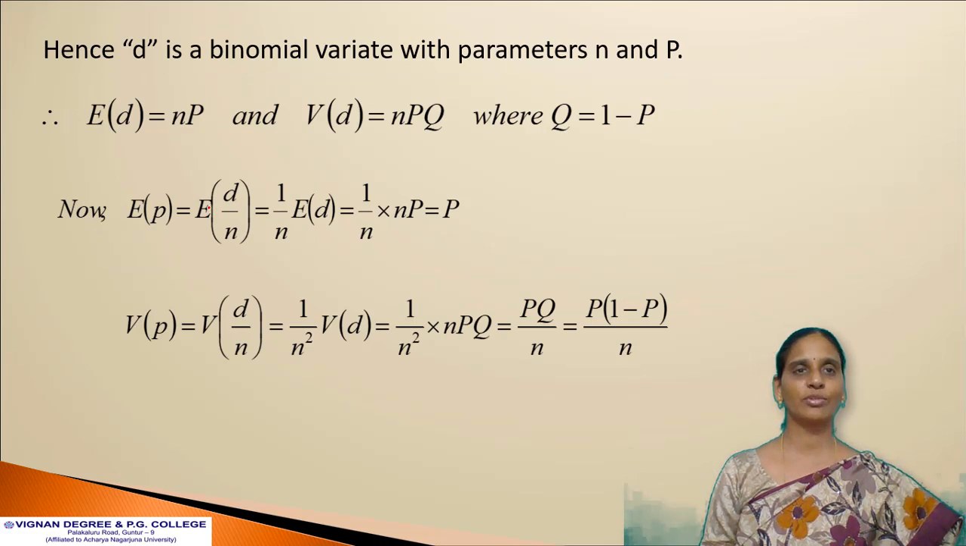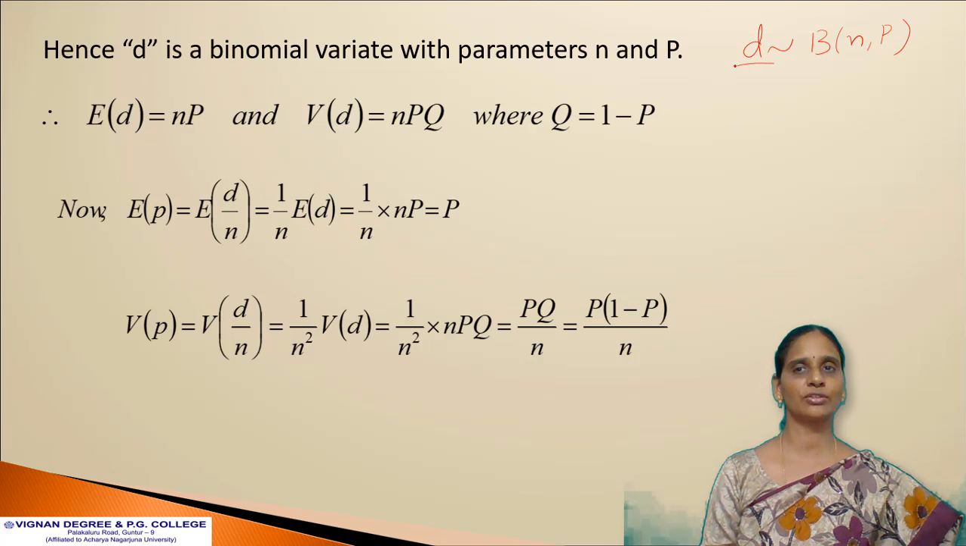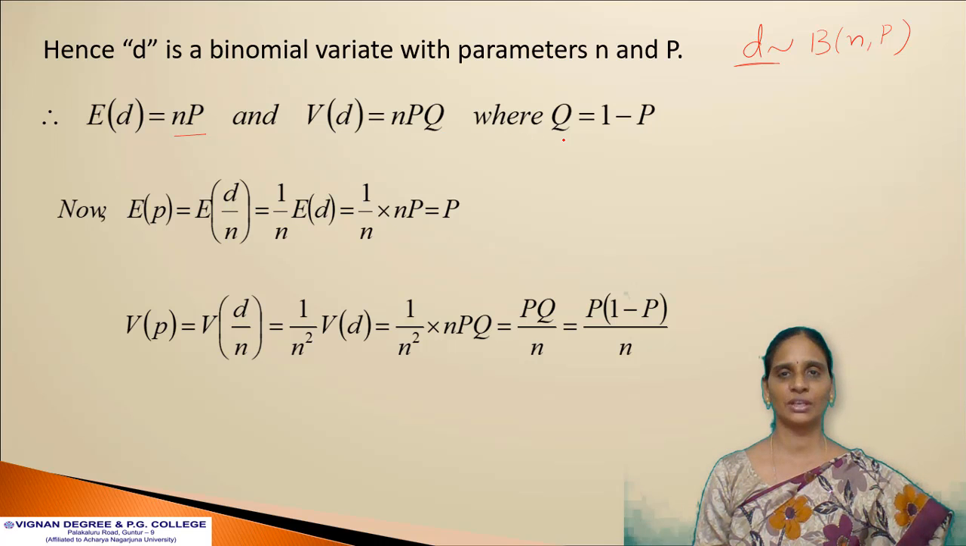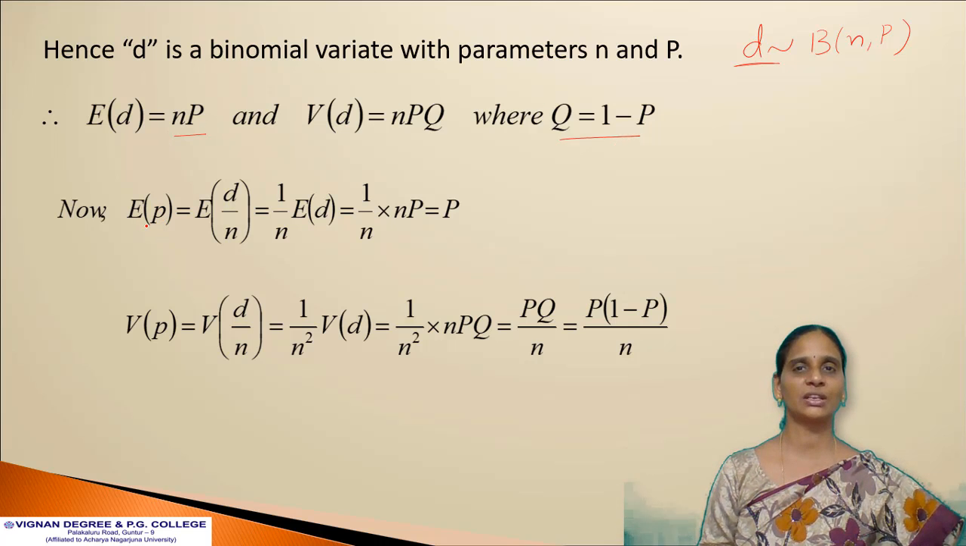Hence, the number of defectives follows a binomial distribution with parameters n comma p. Then the expected value of D is NP, and the variance of D is NPQ, where Q is equal to 1 minus P. Now we have to find out the expected value of p and variance of p.